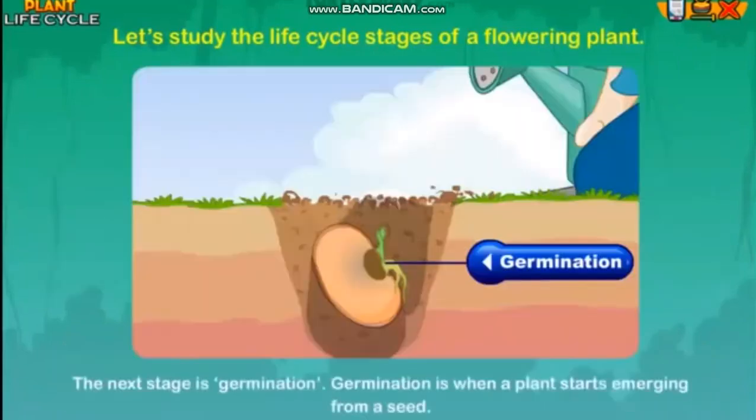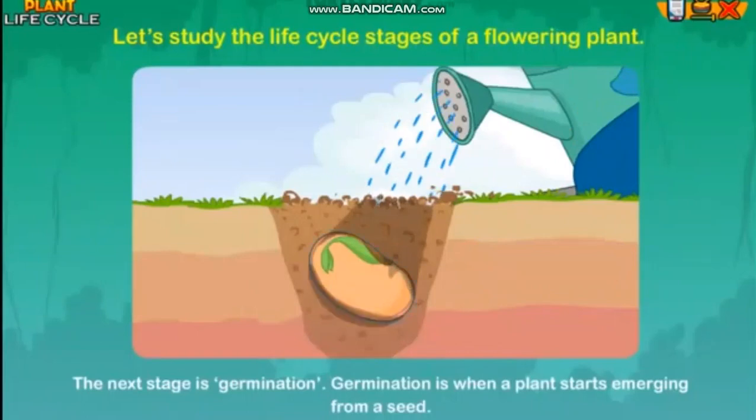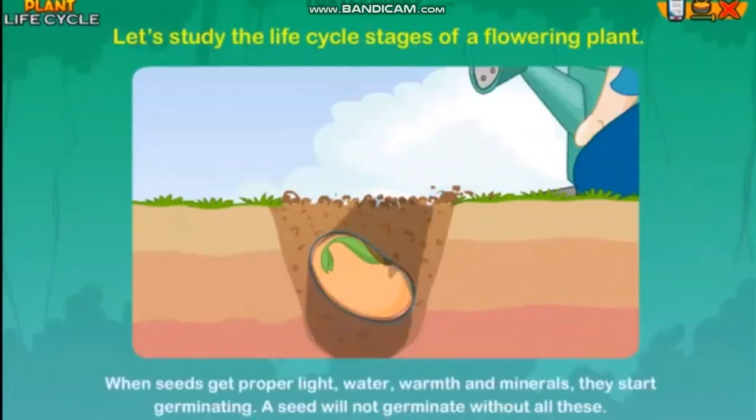The next stage is germination. Germination is when a plant starts emerging from a seed. When seeds get proper light, water, warmth, and minerals, they start germinating. A seed will not germinate without all these.